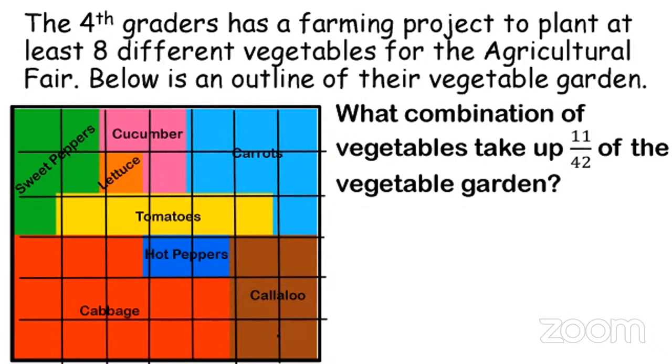The next question says, what combination of vegetables take up 11 out of 42 of the vegetable garden? What combination of vegetables take up 11 out of 42 of the vegetable garden?